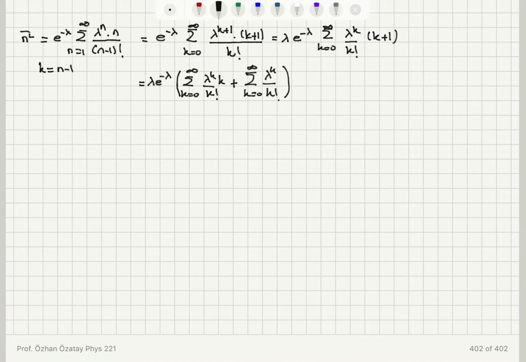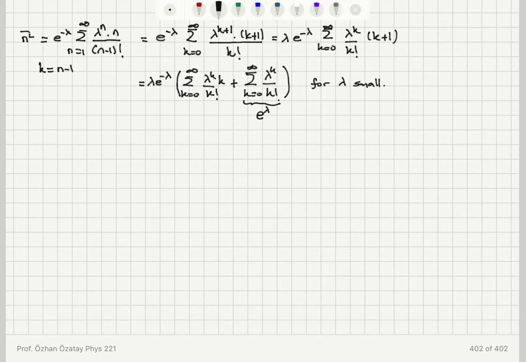And now this is going to become, basically, I recognize this to be e to the lambda for lambda small.